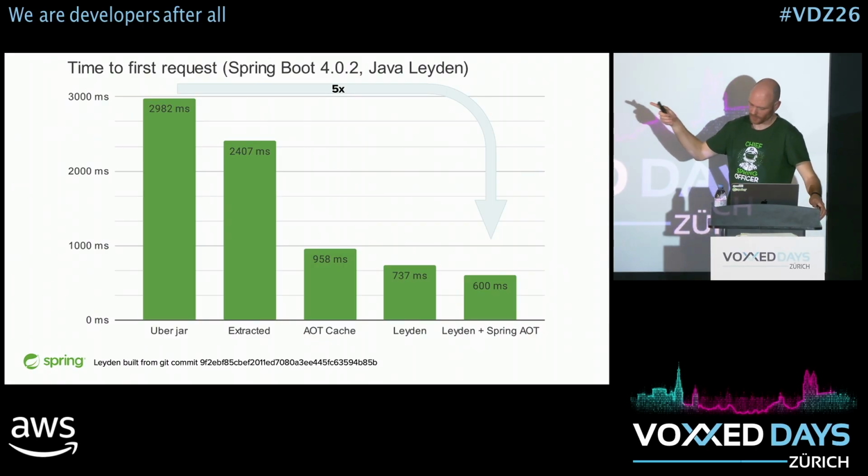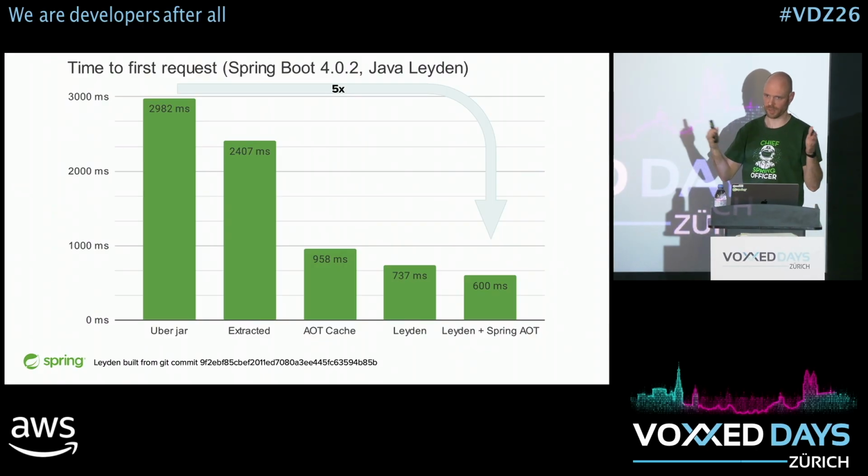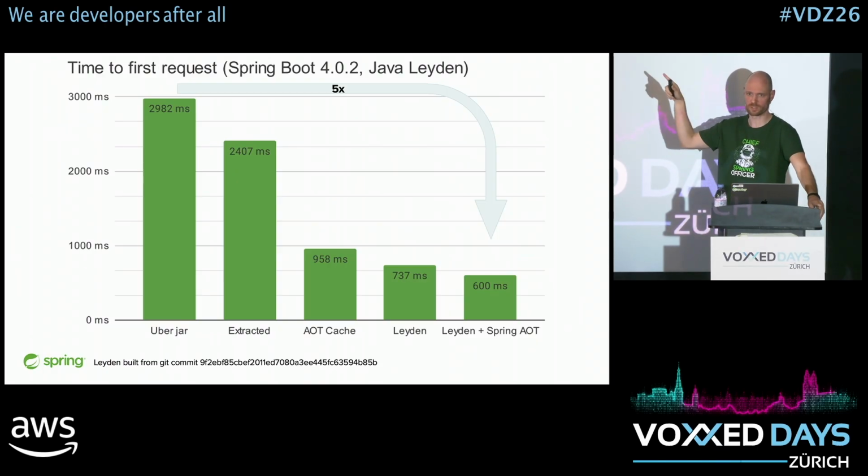To get that, you need to clone the Leyden repository yourself. You need to run the JDK build, and then you get a Leyden-enabled JDK, and then you can get those benchmark numbers. So this is not suitable for production, but this is a glimpse of the future, of what is to come.